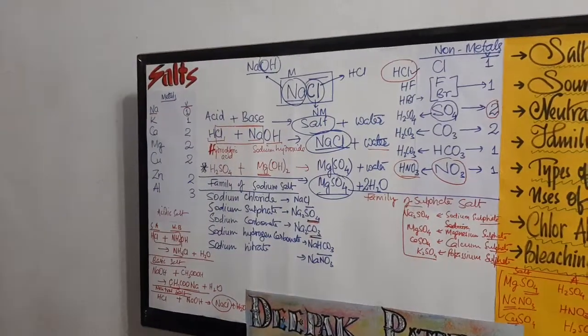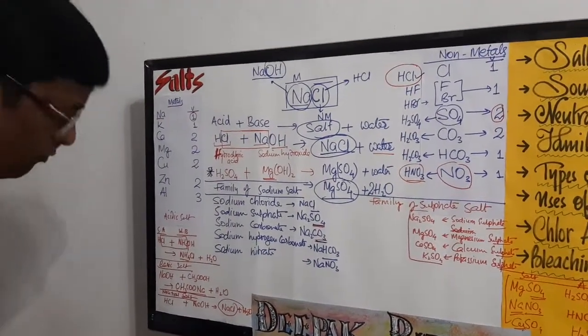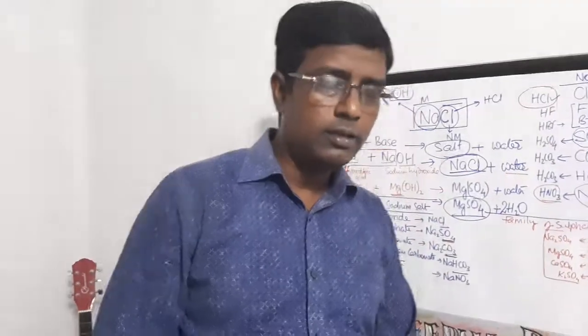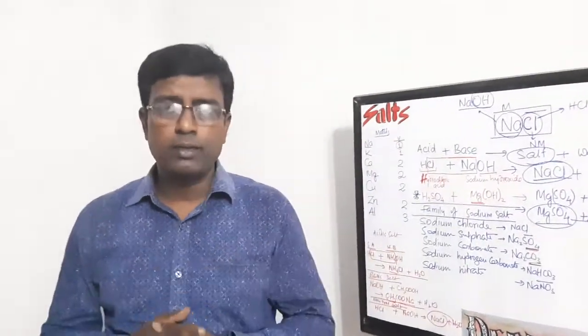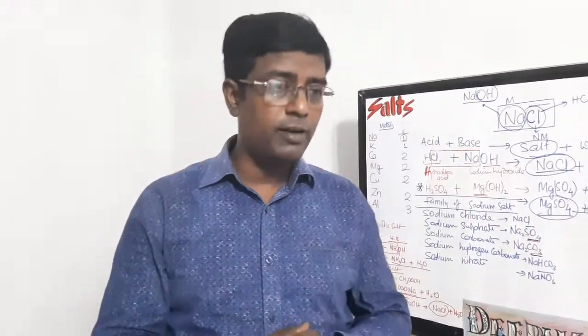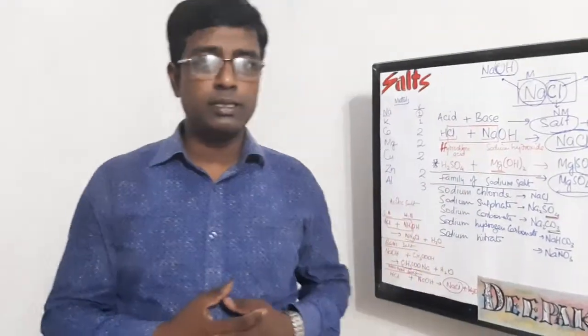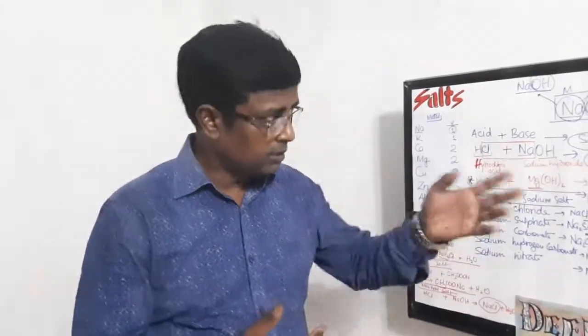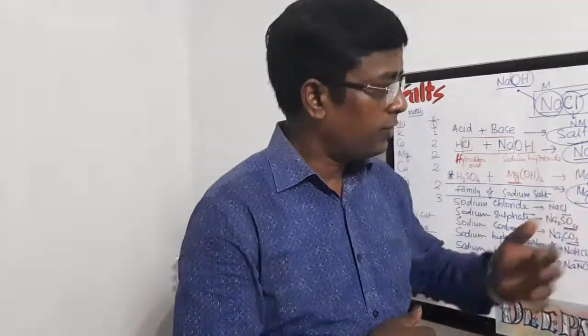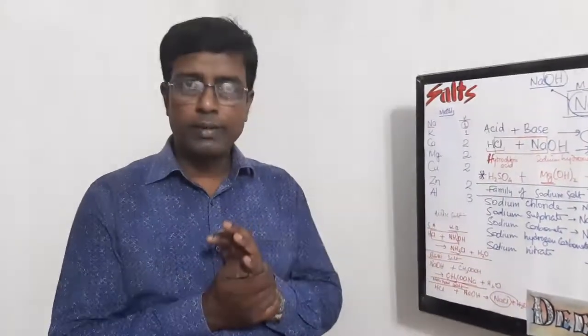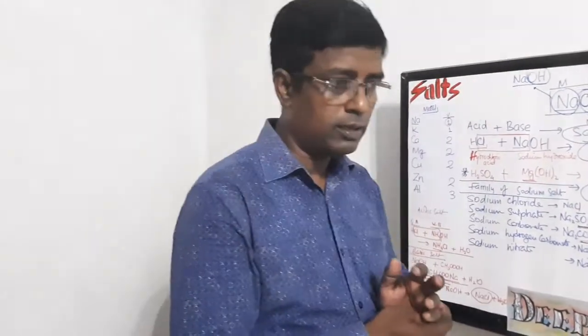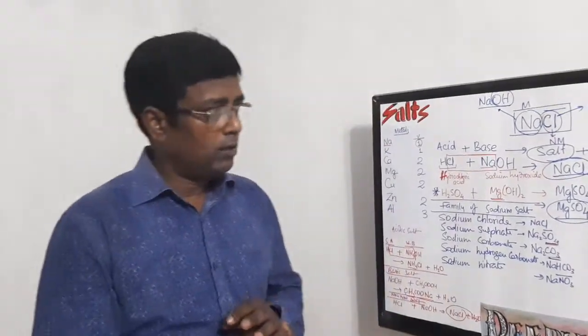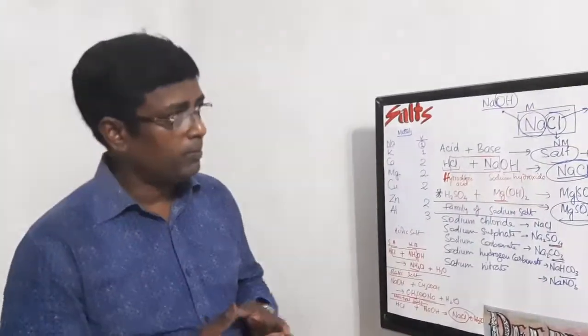Types of salts we covered. Very important uses of salts are there. Important rock salt is the starting raw material for obtaining various chemicals. A lot of chemicals like sodium hydroxide, then bleaching powder, baking soda. We obtain a whole lot of things from salt.